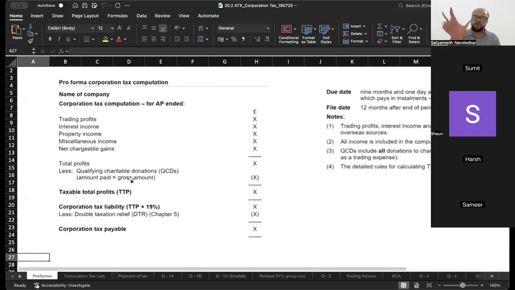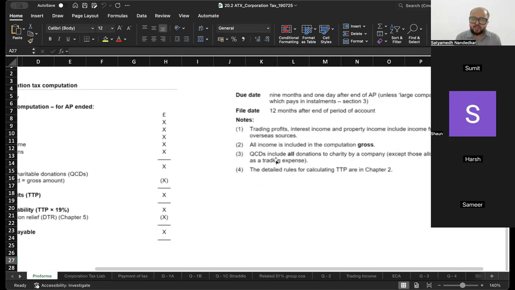In case of a company, you add all the incomes together: trading income, interest income, property income, miscellaneous income, net chargeable gains. You get the total profits. From that, you subtract the QCDs. Then you get TTP, that is taxable trading profit, and on that you have to calculate the corporate tax. Now there are two rates of corporate tax. There is the small profits rate of 19% and there is the rate of 25%, which is there for bigger entities. We'll get into the rates in a minute.